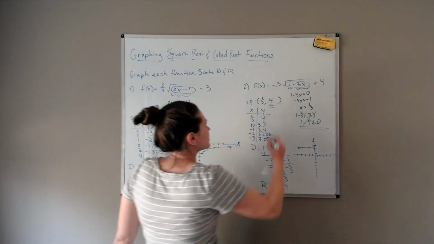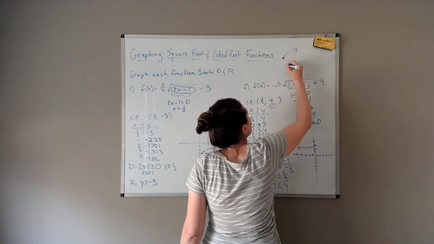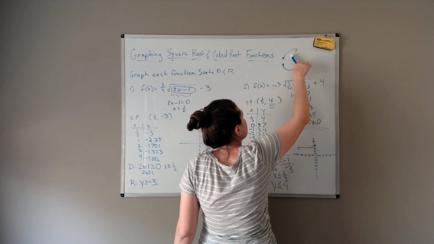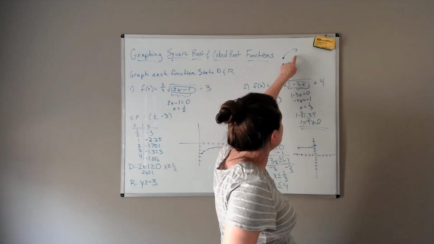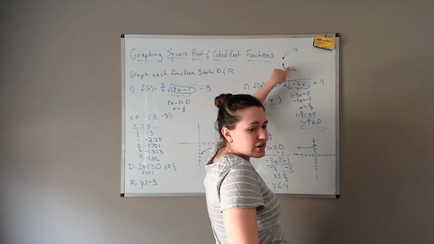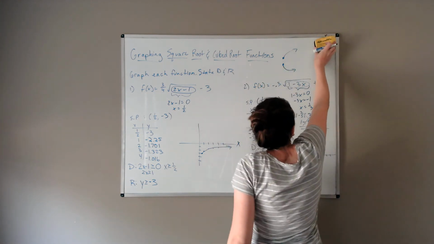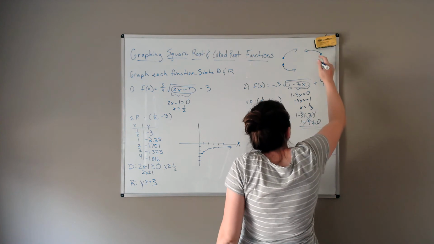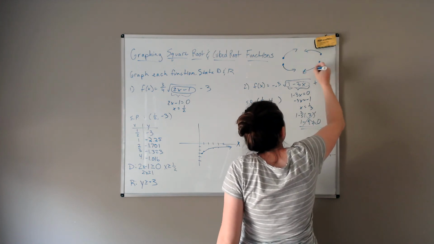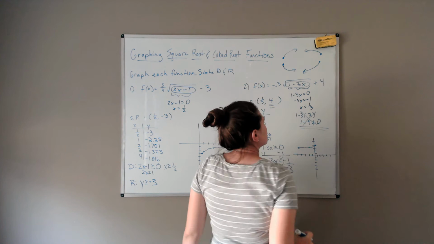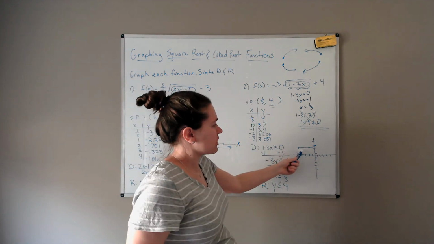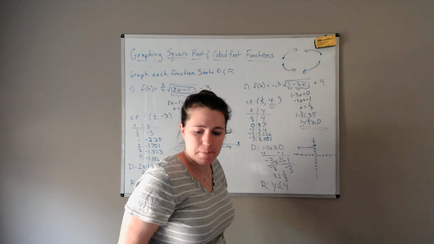Your square root is either going to look like this, okay? This is positive x and a is positive. This is positive x and a is negative. This is negative x and a is positive. And this is a is negative and x is negative, okay? So this graph is now going down and to the left, okay?